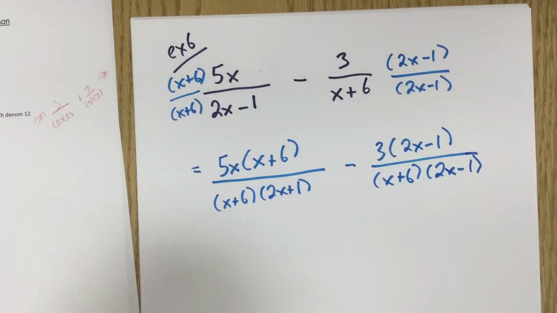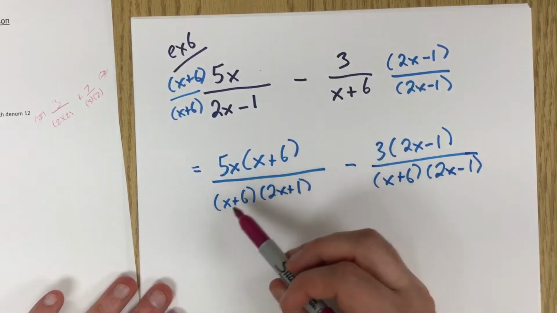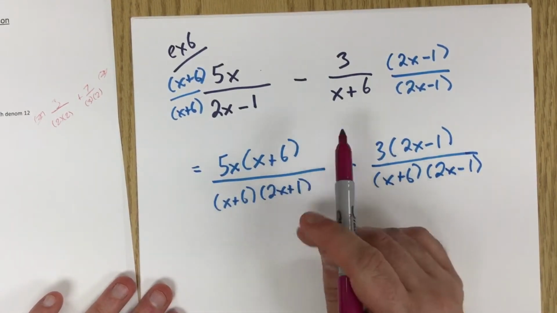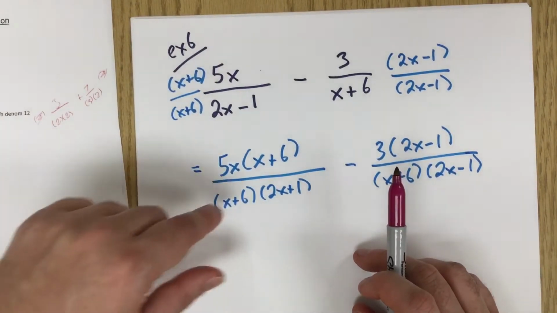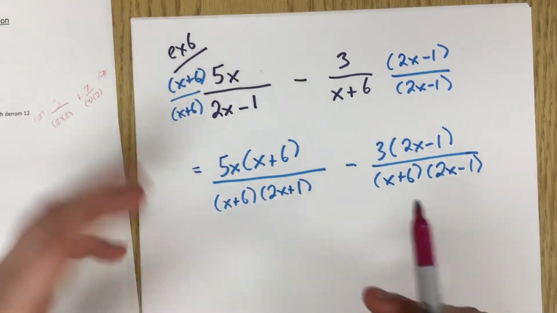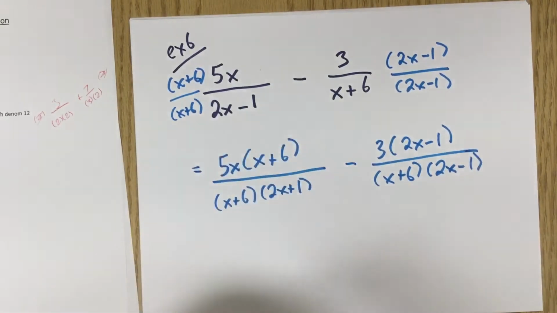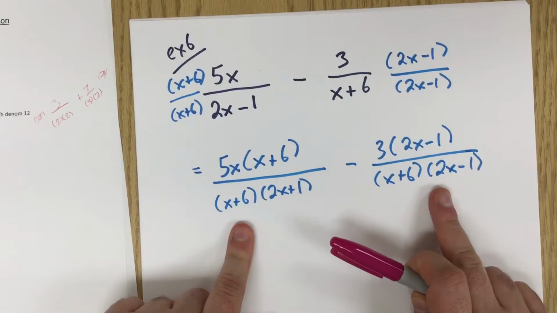Something I've seen people do at this point, and you shouldn't do it, sometimes I've seen people cross out the x plus 6's here, and that doesn't do anything. That just brings you back to there, right? I mean, could you do it? You could, but the whole point was to make these two the same, not to cross anything out. Now the bottoms are the same.